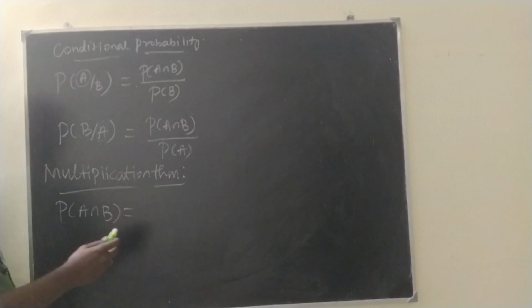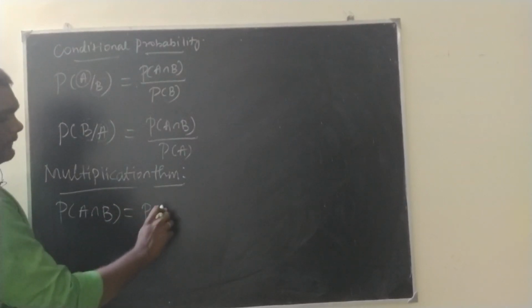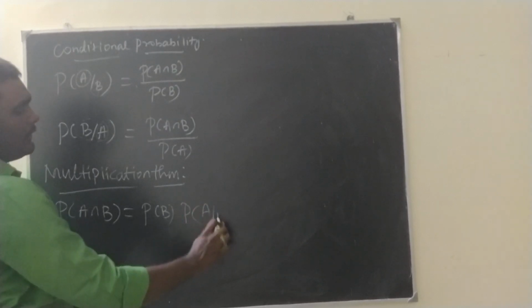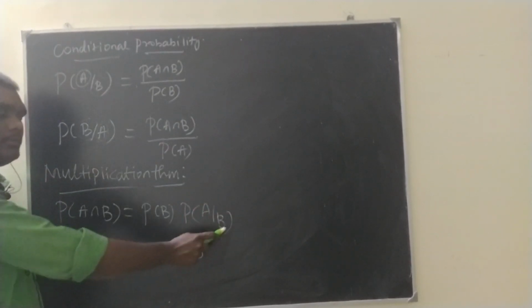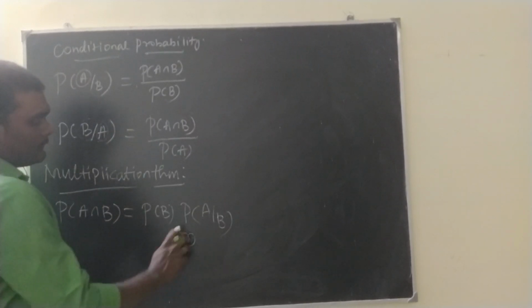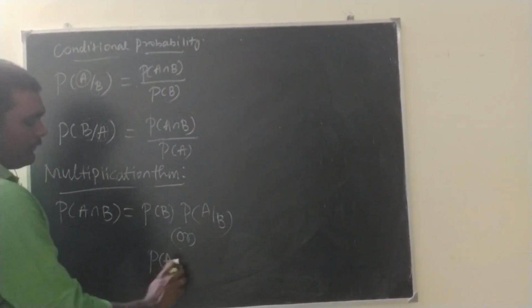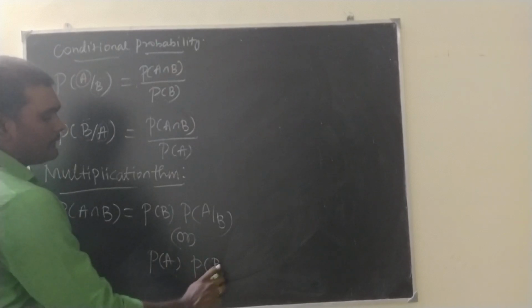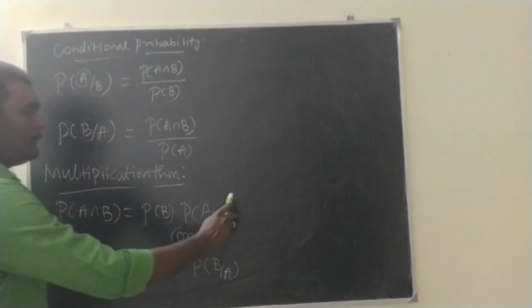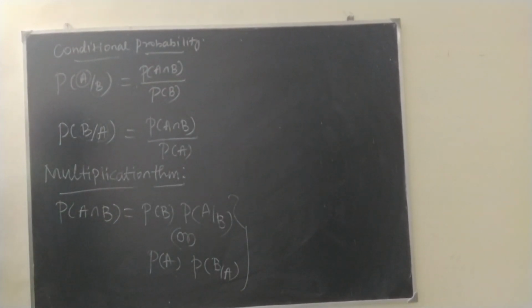So A intersection B is what? P of B into P of A given B. What comes in the denominator has to be multiplied. Or P of A into P of B given A. Clear? This has two formulas. This is called the multiplication theorem on probability.